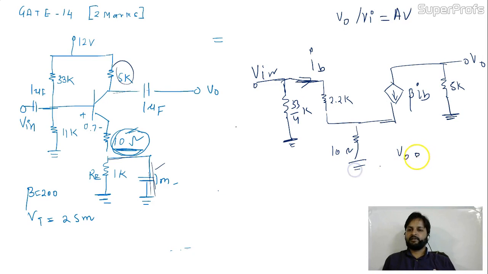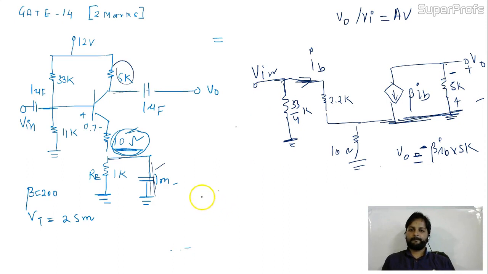This is grounded. So your V0 is this current into 5K. So beta IB into 5K, but the sign is negative because the polarity of V0 is like this, but the actual voltage polarity is opposite to the original one. Is it okay? So this is V0.